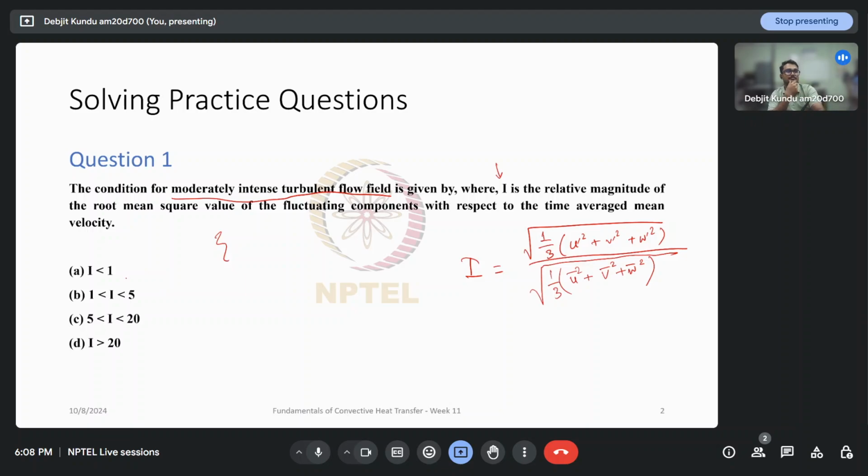Now there are some options given here. The options A, B, C, and D are different ranges of values of I. Option A says I is less than 1. Option B says that I is between 1 and 5. Option C says that I is between 5 and 20. And option D says I is greater than 20. So which of these corresponds to moderately intense turbulent flow?